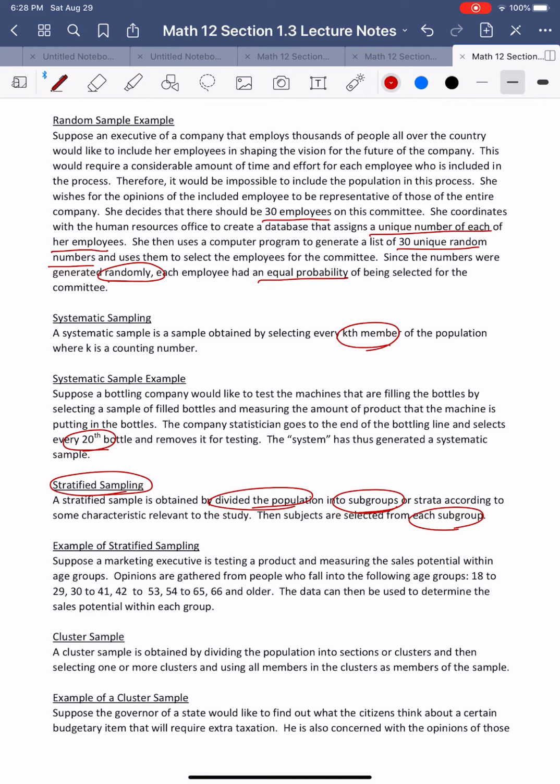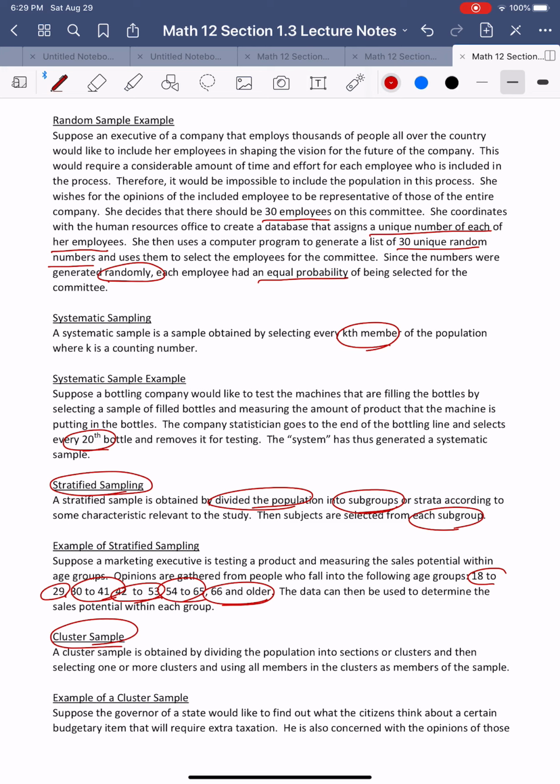Suppose that a marketing executive is testing a product and measuring the sales potential within age groups. Opinions are gathered from the people who fall into the following age groups: 18 to 29, 30 to 41, 42 to 53, 54 to 65, and 66 and older. The data can be used to determine the sales potential within each group.